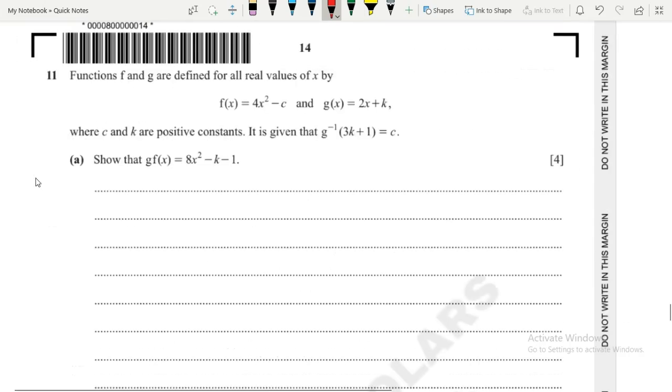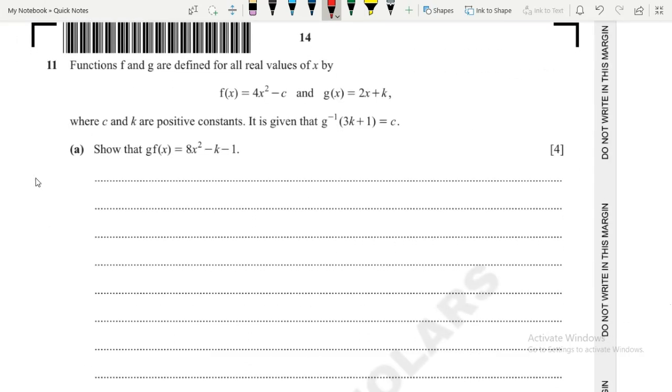Let's move on to the last question, which is related to functions. Functions f and g are defined for all real values of x by f(x) = 4x minus c and g(x) = 2x plus k, where c and k are positive constants. Okay, this point is important. It is given that g inverse of (3k plus 1) is equal to c. Show that gf(x) = 8x minus k minus 1.